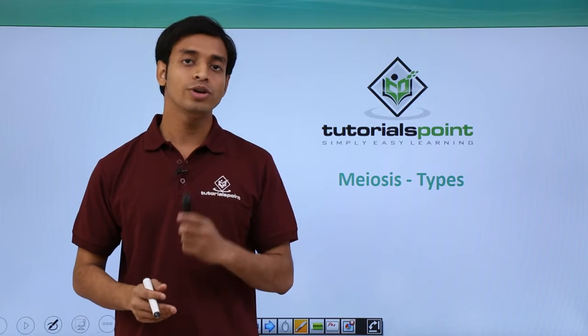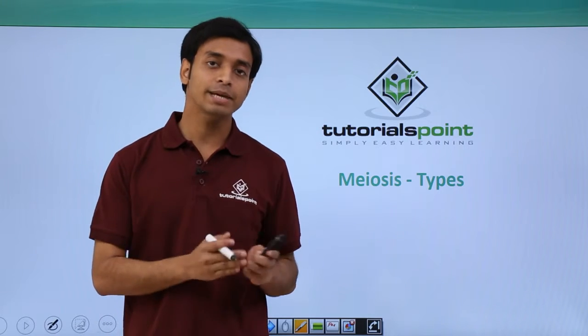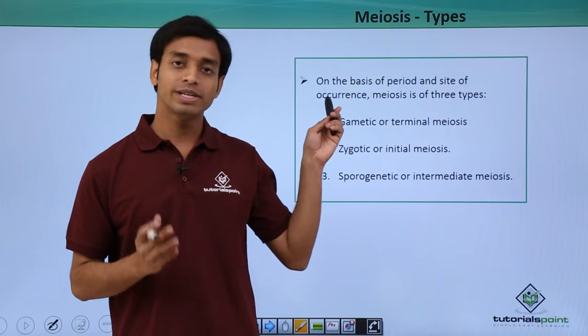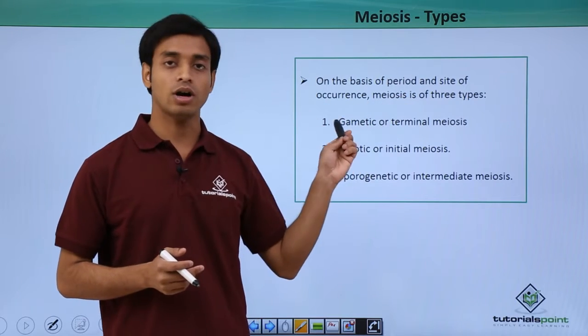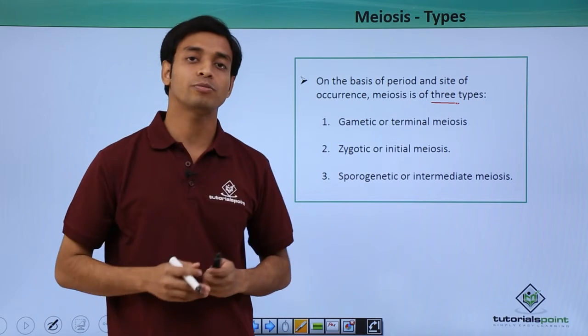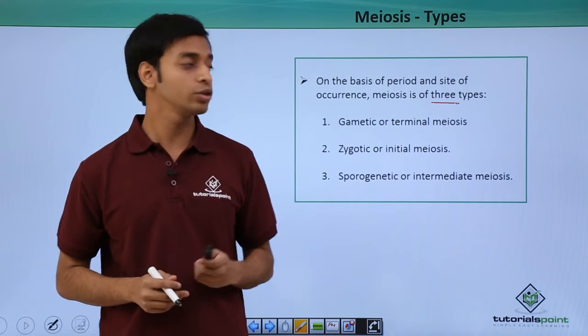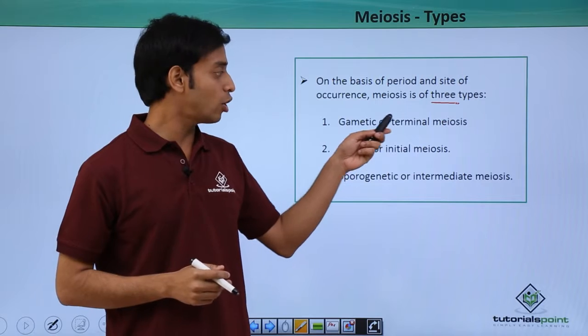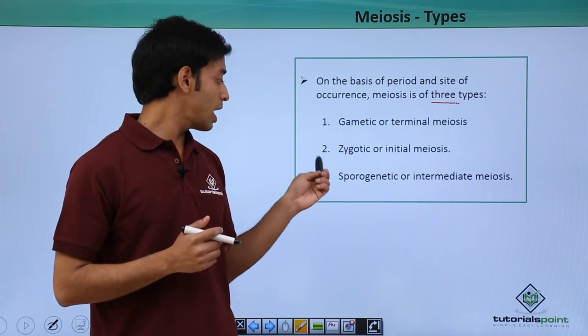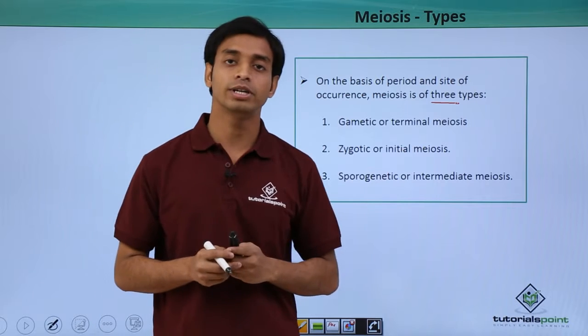In this video, we are going to talk about the various types of meiosis that have been reported. According to the basis of the period and the site of occurrence, meiosis can be of three major types. So, three different types of meiosis have been reported so far. What are those? First of all, gametic or terminal meiosis. Secondly, zygotic or initial meiosis. And the third is sporogenetic or intermediate meiosis.